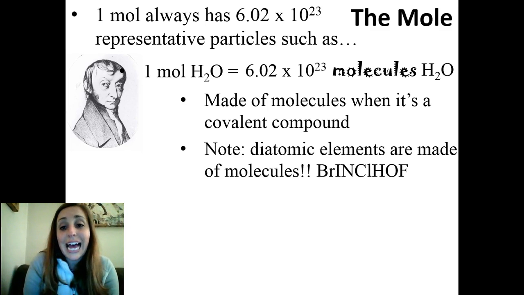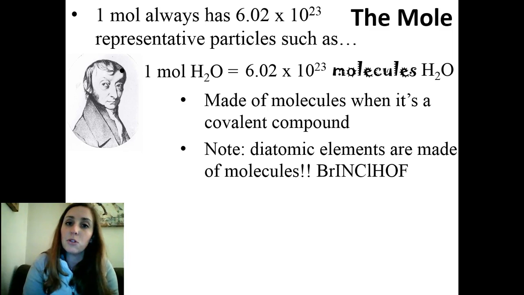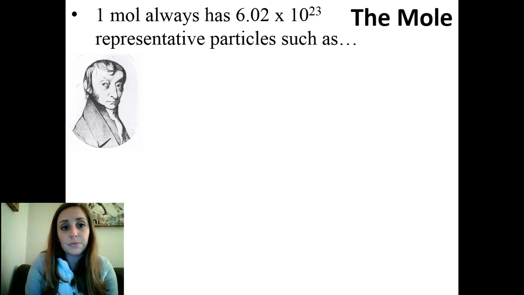Also, just notice that diatomic elements, when they're by themselves, those are going to be made of molecules. So those Brinkelhoff guys, so if you have just bromine, bromine's always Br2 when it's by itself. Since it has that subscript of 2, then it's actually bonded together, so it is a compound.